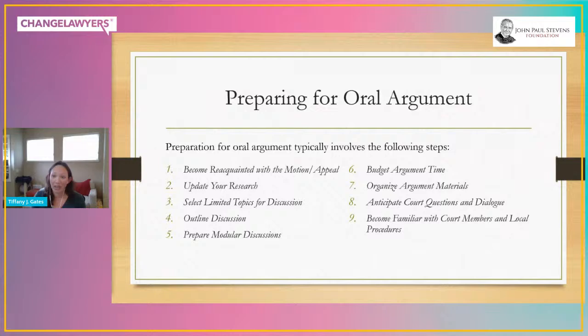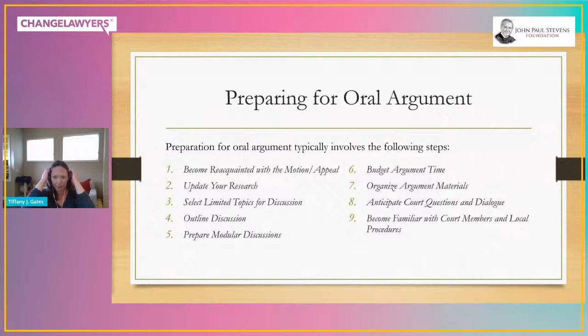Like I said, sometimes you know months in advance when the argument's coming. Sometimes you have maybe 10 days to prepare. So you have to be flexible and quick to adjust your time budgeting as you prepare for an argument, depending on how much time you're given. So we'll go through these steps pretty quickly.